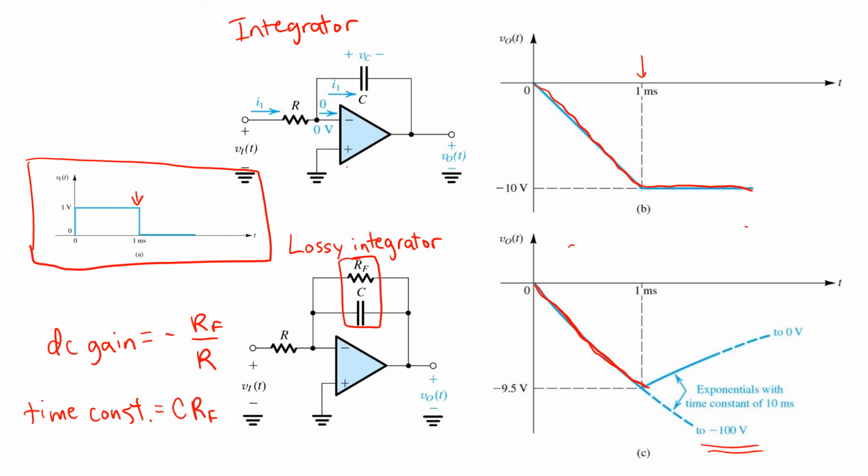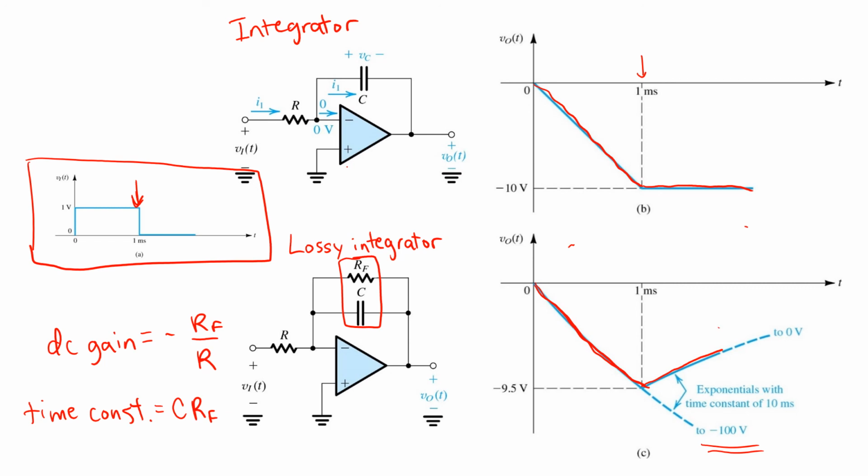So in this case, the integration time constant is very slow, so it looks almost like a straight line, but it's not a perfect straight line, and that's the difference between the lossy integrator and the ideal integrator shown at the top. For the lossy integrator, when the input returns to 0 at time 1 millisecond, then the output begins exponentially settling back to 0 volts, because that's what you get when you have a 0 volt input through a DC gain of negative 100.